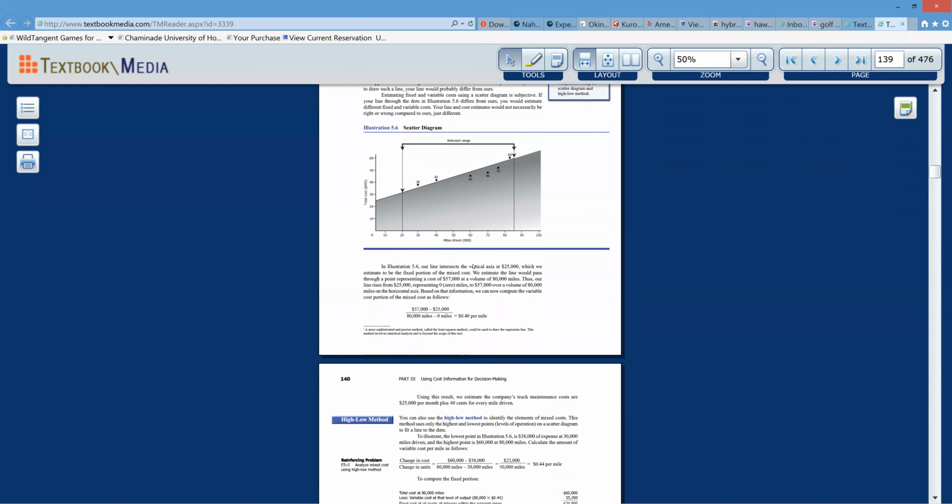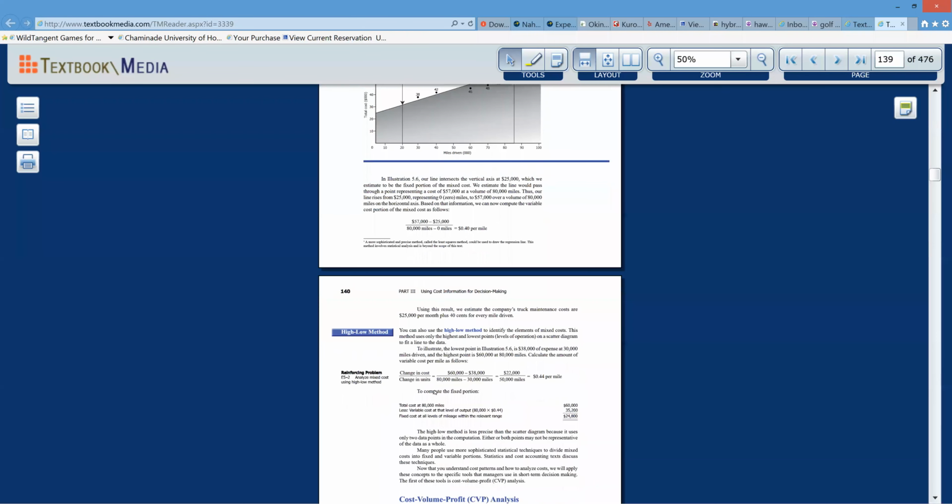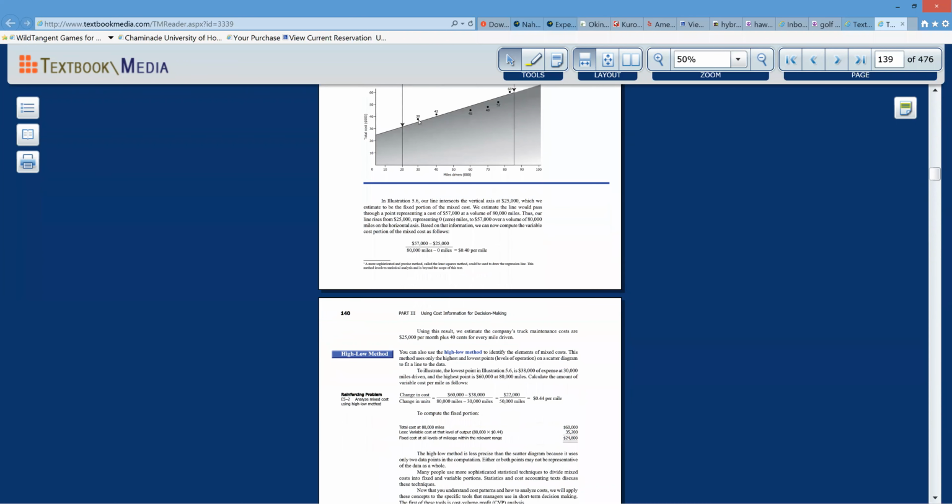It's a little bit off, but then you take the lowest point volume. So the highest was 60, the lowest is the 38. We look at the respective dollar amounts for the highest point, which is the $60,000, and the 30,000 miles or so, here. And again, we use that formula: the highest dollar amount minus the lowest dollar amount, divided by the highest volume minus the lowest volume. That's the highest point and the lowest point.